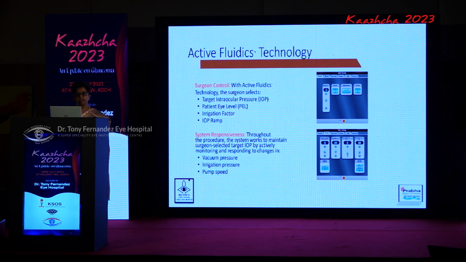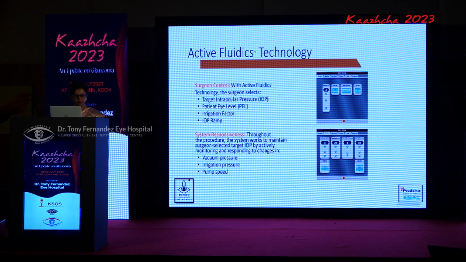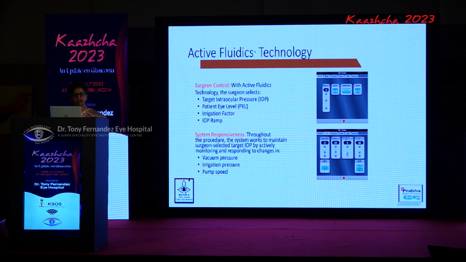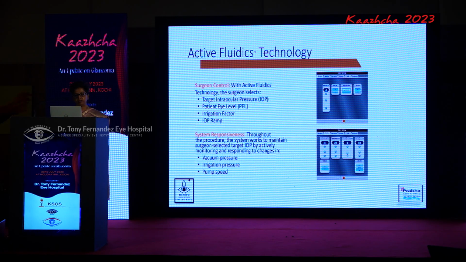In this, the active fluidics technology that we have with the Centurion machine is very helpful. With this technology, the surgeon selects the target intraocular pressure. The patient eye level is selected, and the irrigation factor and the IOP ramp are set. Throughout the procedure, the system works to maintain that target IOP by actively monitoring and responding to the changes in the vacuum pressure, irrigation pressure and the pump speed.